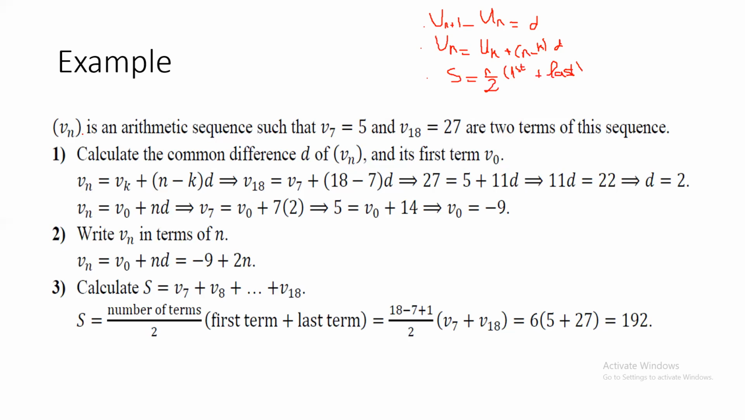Okay. Vn is an arithmetic sequence such that V7 equals 5 and V18 equals 27 are two terms of this sequence. Part 1: Calculate the common difference d and the first term V0.